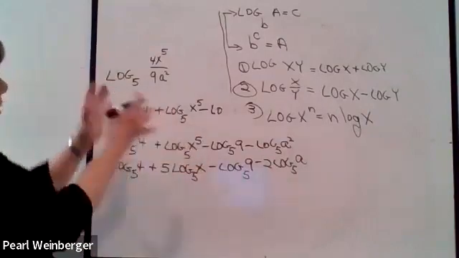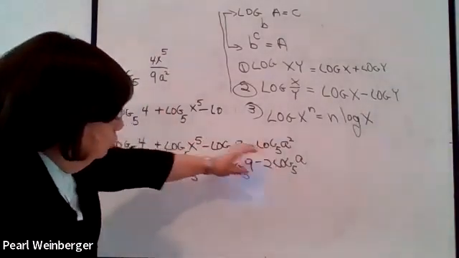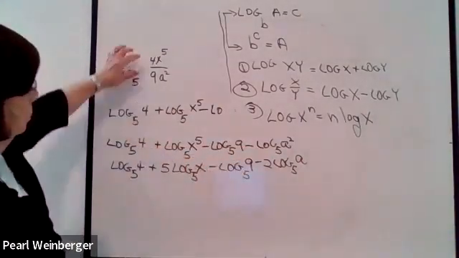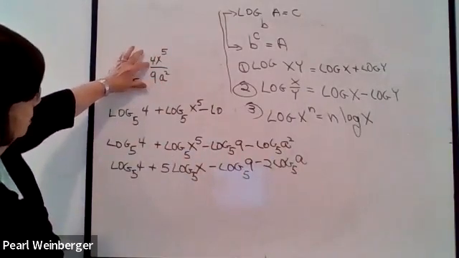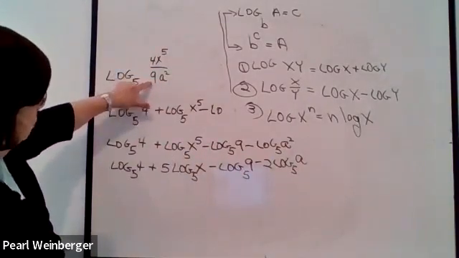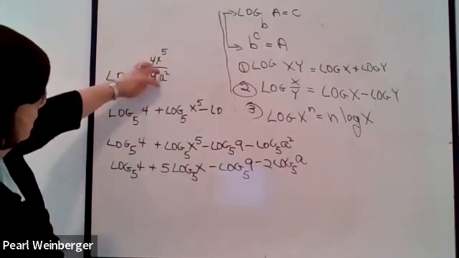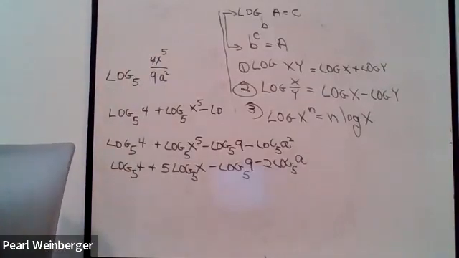This is the contracted version, the single log version. This is the individual logs. This is what we're doing to each of the logs. We're adding these 2 logs because we're multiplying the numbers, and we're subtracting these 2 logs because we're dividing by both the 9 and the a squared. Okay, let me give you one to try.